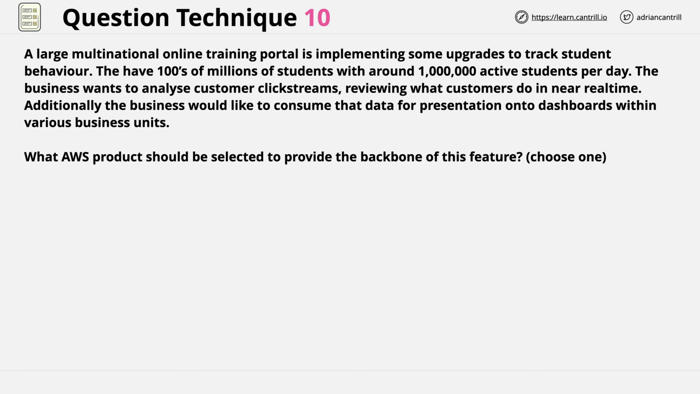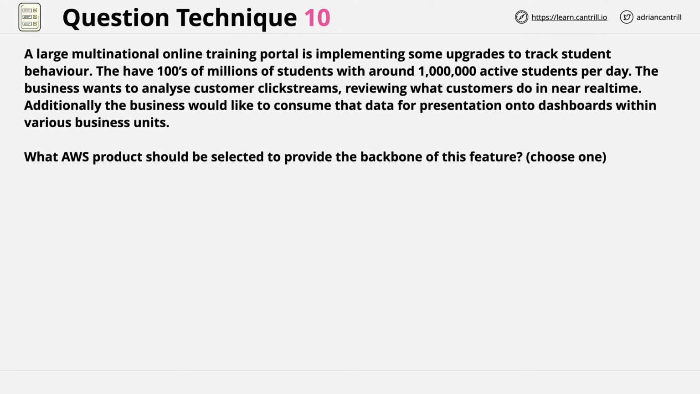A large multinational online training portal is implementing some upgrades to track student behaviour. They have hundreds of millions of students with around 1 million active students per day. The business wants to analyse customer click streams, reviewing what customers do in near real time. Additionally, the business would like to consume that data for presentation onto dashboards within various business units. What AWS product should be selected to provide the backbone of this feature?